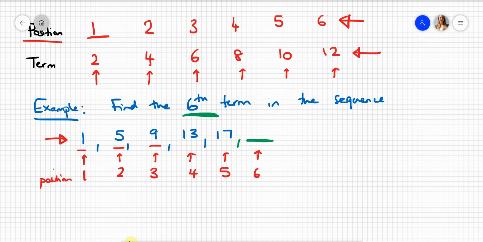Have you spotted the pattern for this sequence? So for this sequence, we are adding 4. So well done if you got that.